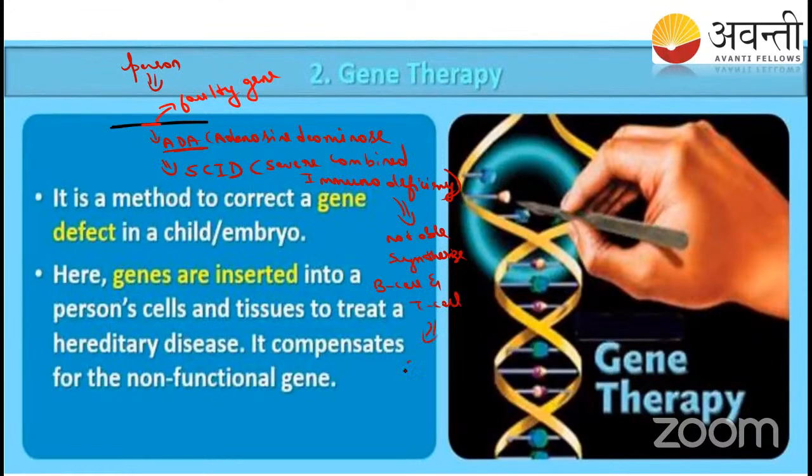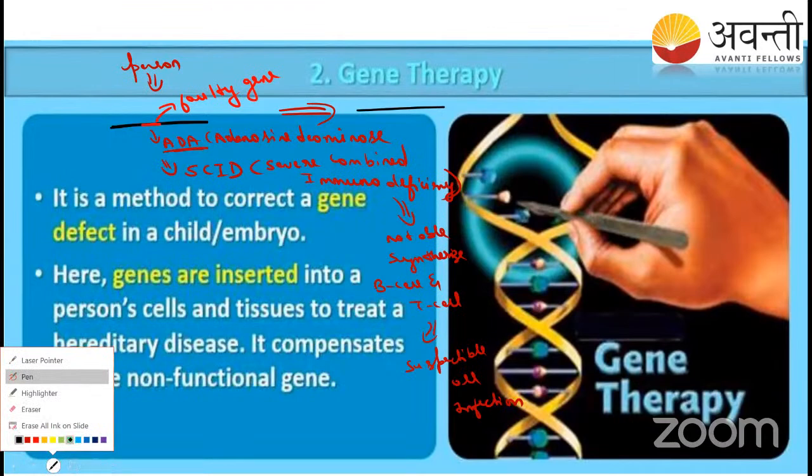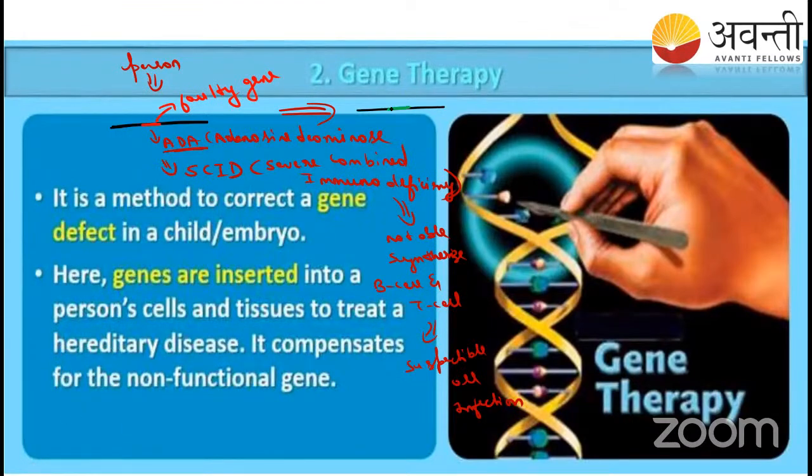Then he is susceptible to all types of diseases and infections. So that is about this gene. Now in gene therapy, we will remove this faulty gene and replace it with the correct gene.